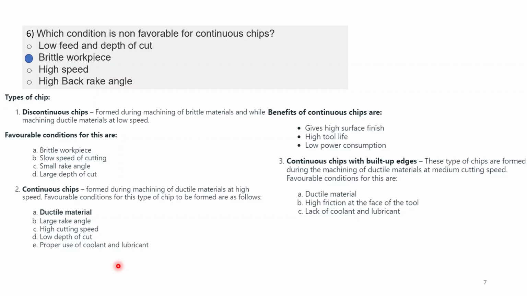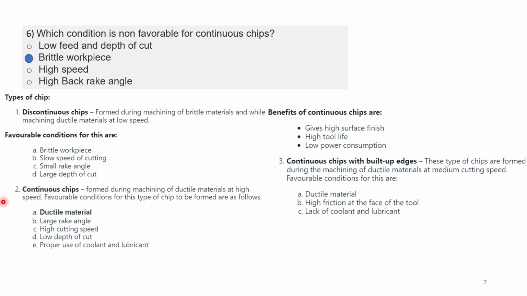If the workpiece you are working on is brittle, then it is more likely to give you discontinuous chips. Slow cutting speed, small rake angle, and large depth of cut are other factors that are more likely to give you discontinuous types of chips.